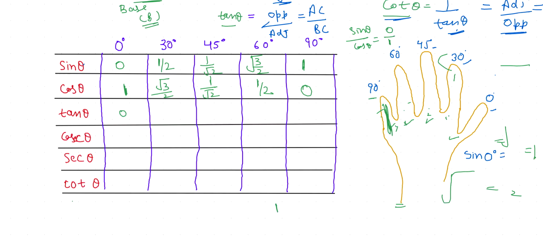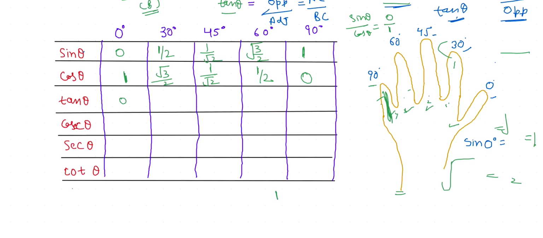For 30 degree, this is 1 by 2 divided by root 3 by 2. Then you will get 1 by 2 into 2 by root 3. Then just cut these values, then it is 1 by root 3. Clear? And for 45 degree, when you divide sin theta by cos theta, you will get 1.